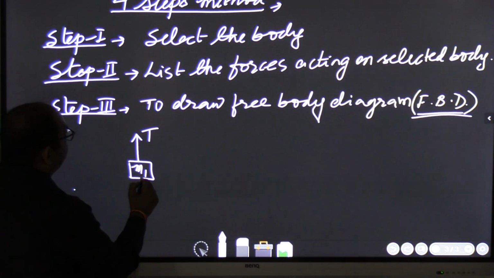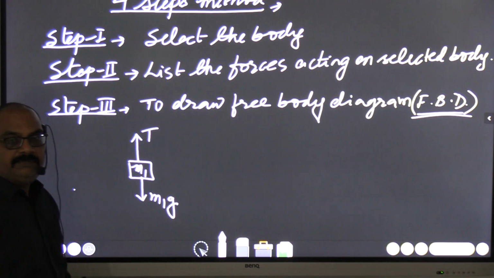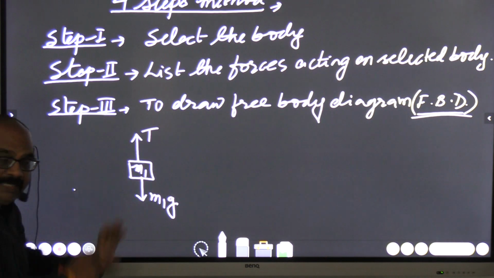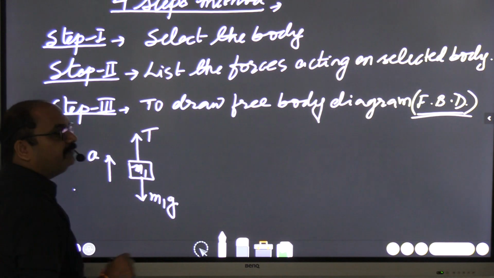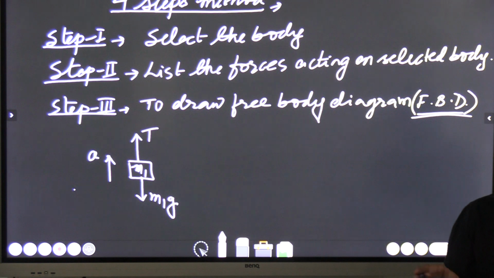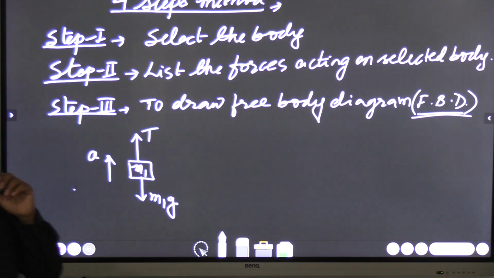And obviously M1G in downward direction. If the body is accelerated, then acceleration in upward direction as per the figure. This is the free body diagram of the body. Sir, if the body is at rest, then what? Then acceleration is 0, no need of acceleration. Then the only forces are tension and M1G, right?